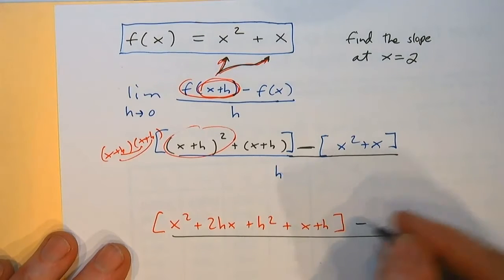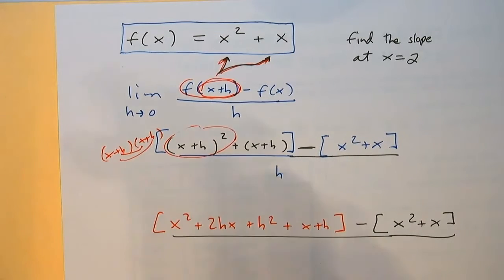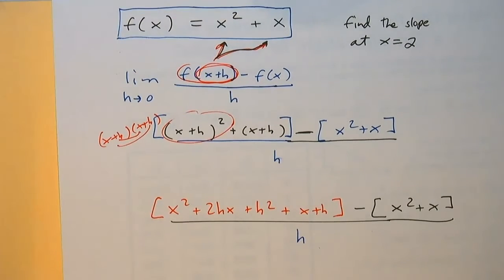Okay, minus this thing here. Let's just leave it alone. And it says all over h. Well, wow, where's the slope? How am I supposed to figure that out?